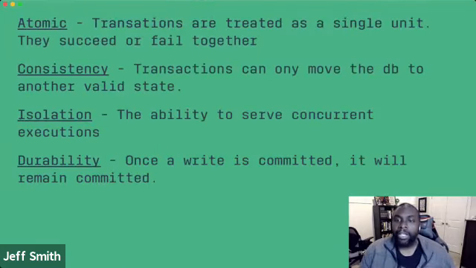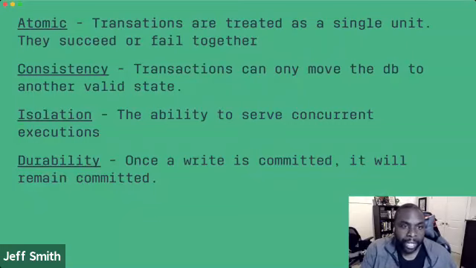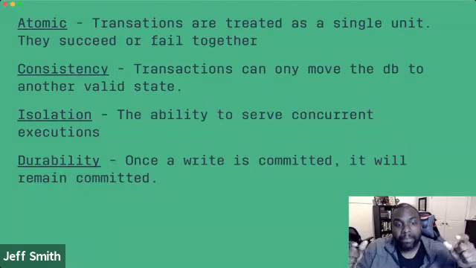So when it comes to atomic, we're saying transactions are treated as a single unit. They either succeed or fail together. Going back to the banking example, if you were going to transfer money between 2 accounts in your banking app, you would never want a scenario where the update to the sender's account succeeded, but the update to the receiver's account failed, because then you've got an imbalance in dollars, right? In reality, you need those transactions to either fail or succeed together. So that's what we mean by atomic.